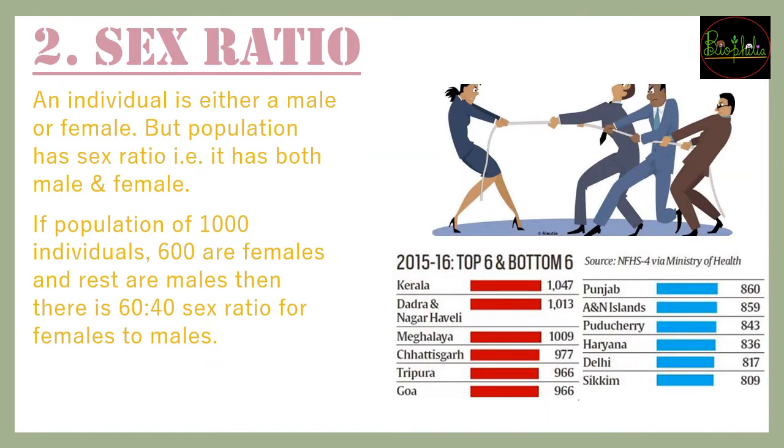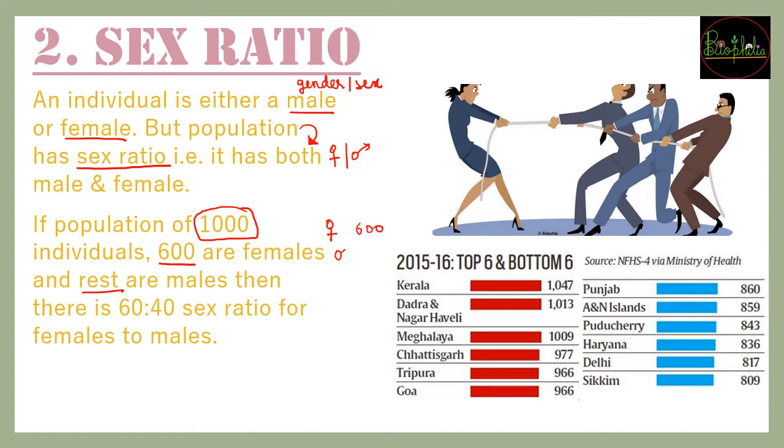Second, we see sex ratio. An individual can be described as a male or a female, that is the sex of a single individual. But when a population is considered, you are going to talk about the sex ratio, because the population can have both males and females. So for example, if a population has 1000 individuals selected in our population study, this means 600 are going to be females, whereas the rest are going to be males. So females are 600, whereas males are going to be 400 when the total population has been considered as 1000. So in this, what is going to be the ratio?